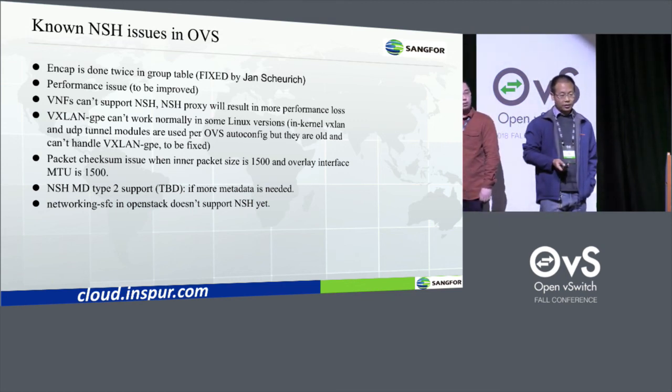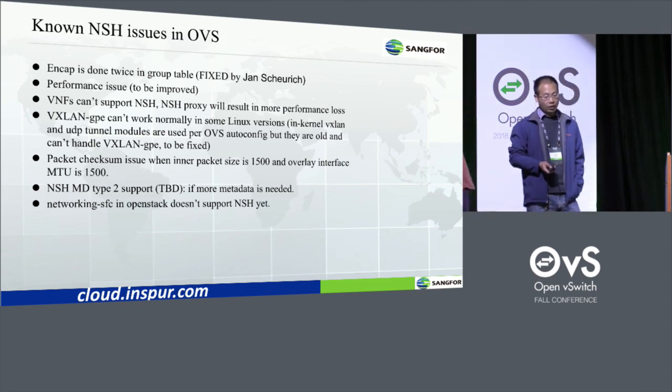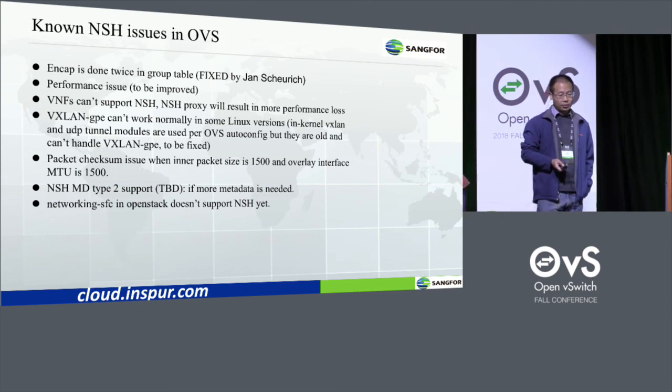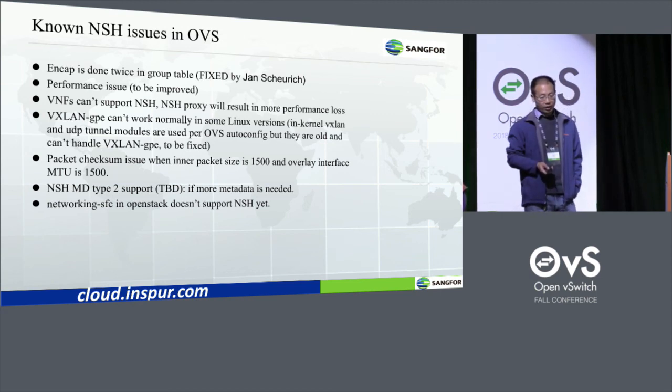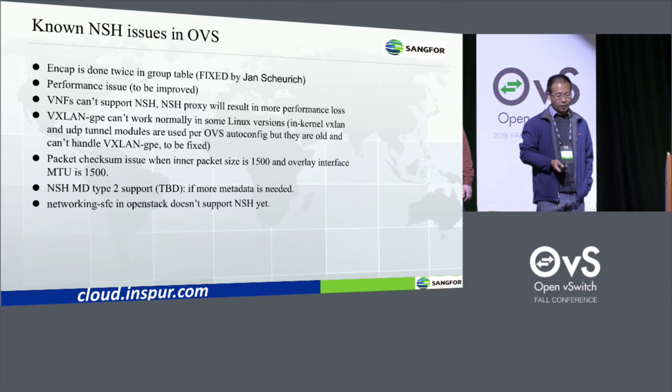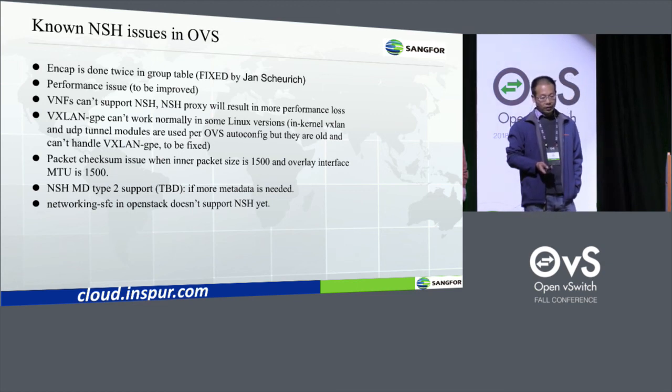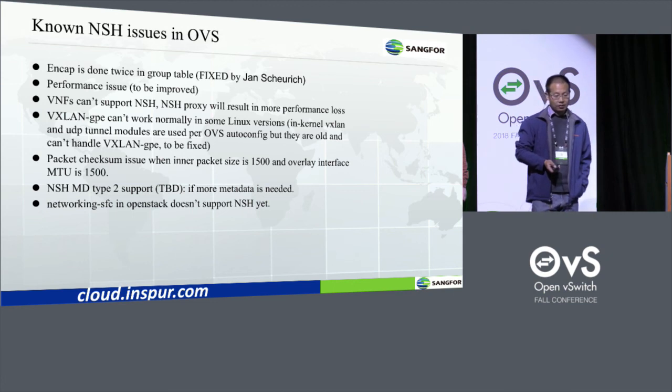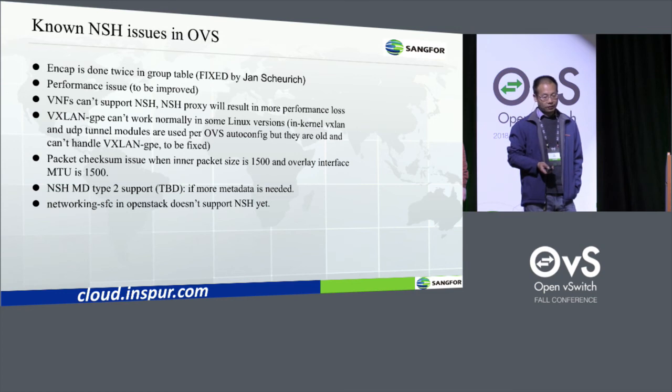Currently, many VNFs cannot support NSH, so we have to use an NSH proxy. It's an SFC proxy. So this proxy will lead to more performance loss. In all the Linux kernels, actually OVS will auto-config and load in-kernel VXLAN modules and UDP tunnel modules. But these modules cannot handle VXLAN GPE packets, so it's another issue.